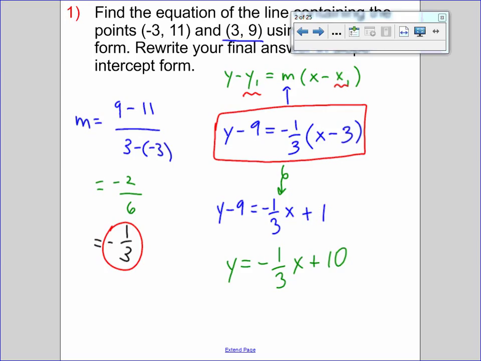Go ahead and raise your hand if you already had that. Did anybody get all the way to the end? Negative 1/3 x plus 10 with the negative signs. Way to go, you guys. That's awesome. What questions do you guys have about today's Bellwork?